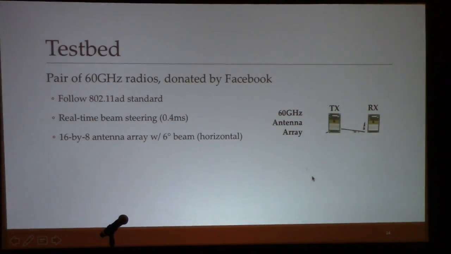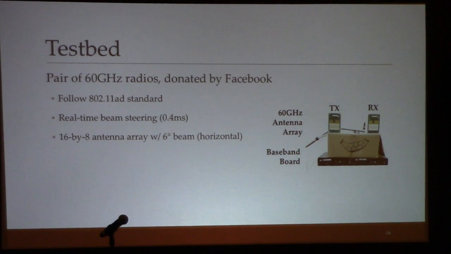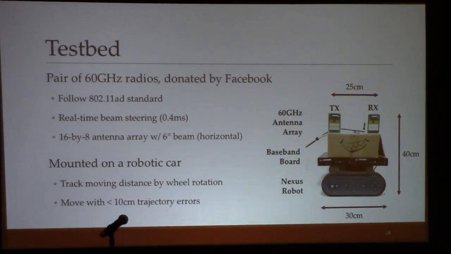So we validated our system and built a prototype with two 60 gigahertz networking radios. The radios follow the wireless communication standard and we can perform real-time beam steering. As shown in the figure, each radio has a 16 by 8 antenna array, which gives us a narrow beam. The arrays connect to the baseband on the development board and we mount them on the robot car. The car tracks how far it moves by wheel rotation, with errors as large as 10 centimeters. As is shown here, even though this is just a prototype, our device is very compact. By the way, we did not put other sensors on this robot device.